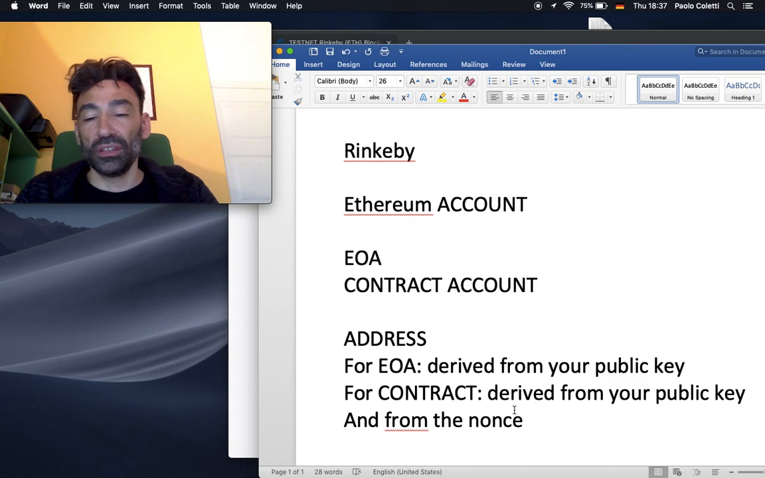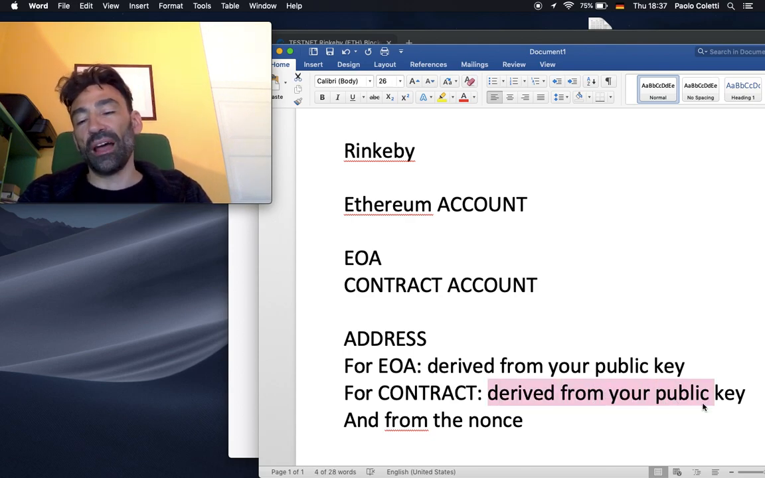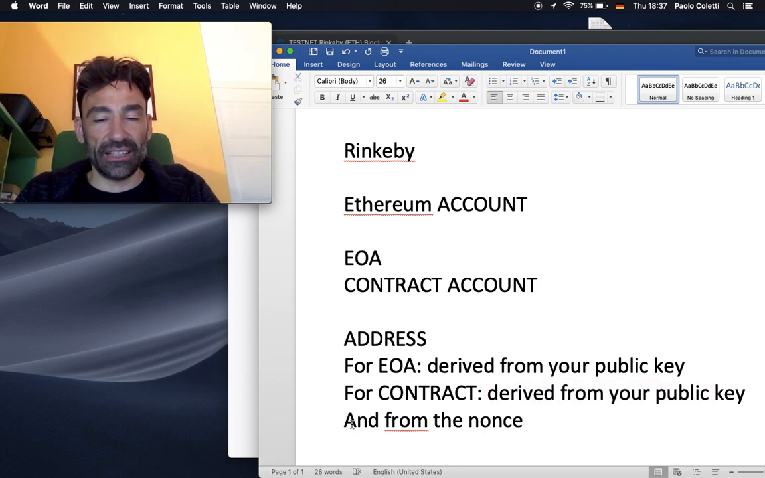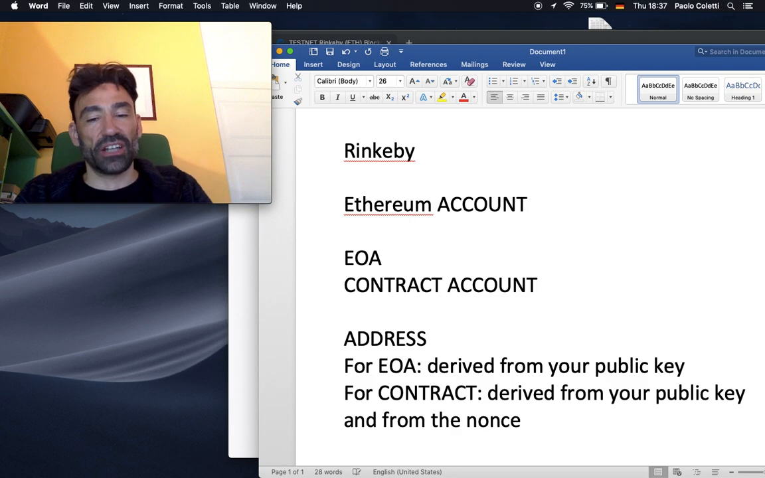If it were derived only from your public key, every contract you put would have the same address, which is not nice. So deriving from the address and from the nonce, this magic number which is associated to each account, guarantees that your contract has a unique address. Every time you deploy a new contract, it has a unique address.